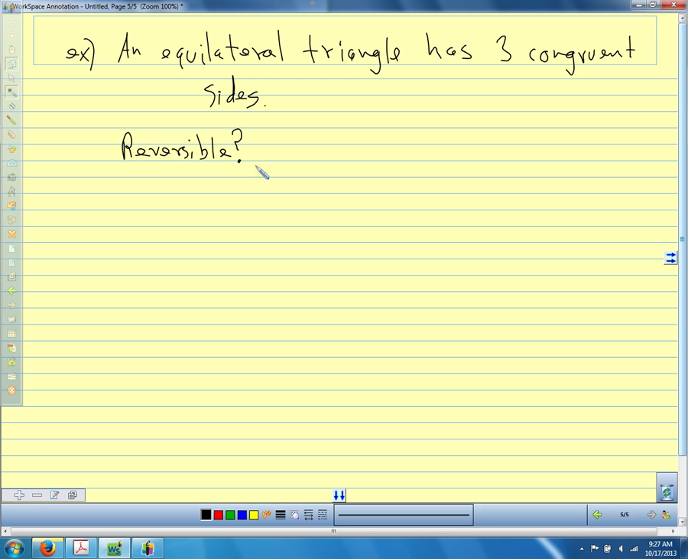So first off, do we know what equilateral means? What does equilateral mean? They're all equal. Lateral just means sides, and equa means equal.